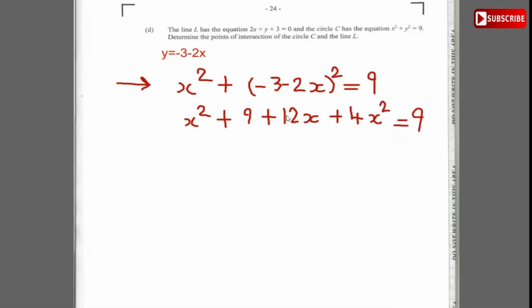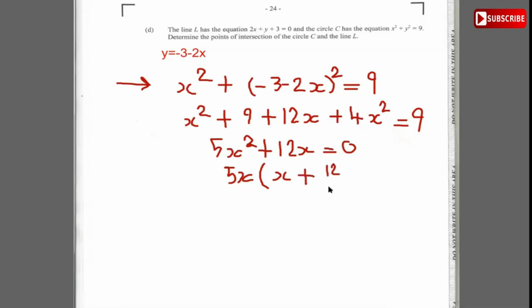Now that that is equal to 9, the 9s are going to cancel. x squared plus 4x squared is 5x squared. This is now 5x squared plus 12x equal to 0. And so we can factor out 5x, and we're left with x plus 12 over 5 equal to 0. You might wonder, why did I factor out 5x and not just x? It makes it easier for me to see that hence x equals 0 or x equals negative 12 over 5.